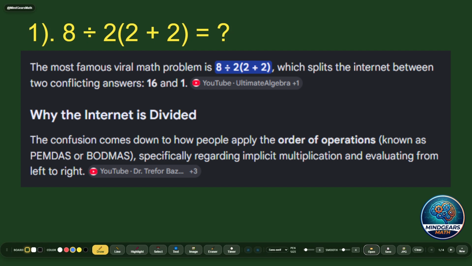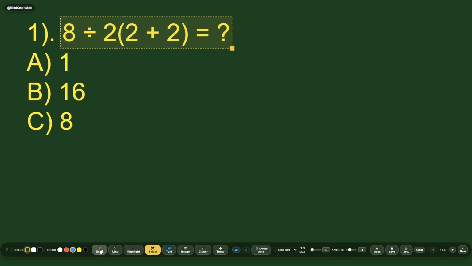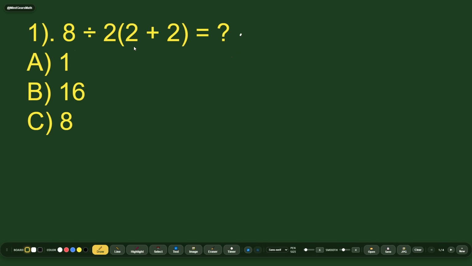Hello everybody. I typed the keyword viral math problems in Google and the results were like this. The most famous viral math problem is 8 divided by 2(2 + 2). Let's solve it. Many people solve it this way.